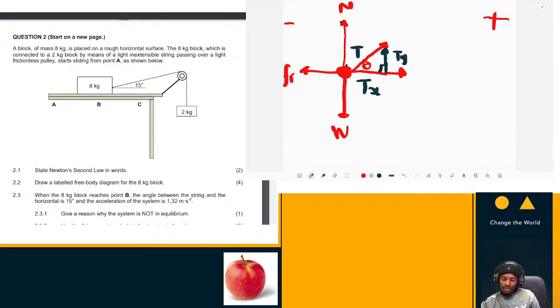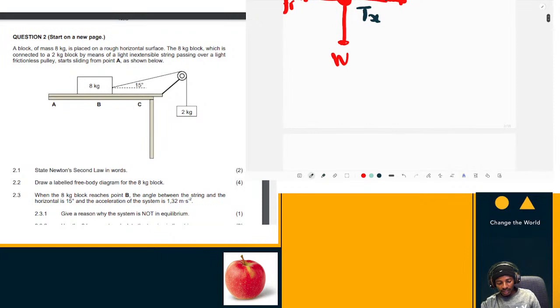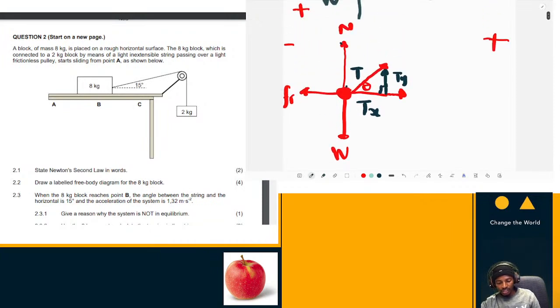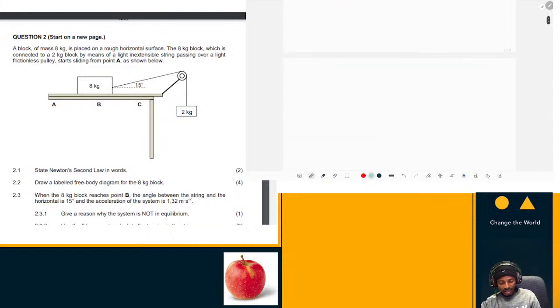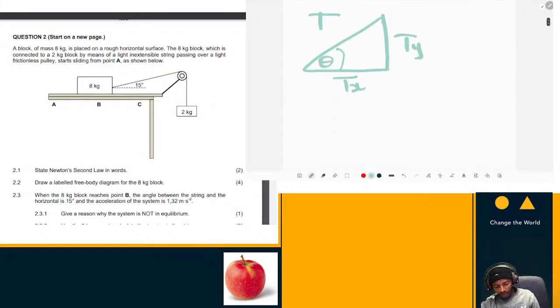So now once we have a right-angled triangle, we can apply trigonometry. I'm going to play around with trig ratios and see what I'm going to get. I will just redraw this triangle in the next slide. So we have Ty, we have Tx, and we have T, then we have theta. So if we play around with our trig ratios, let's take sine of theta and see what we are going to get.